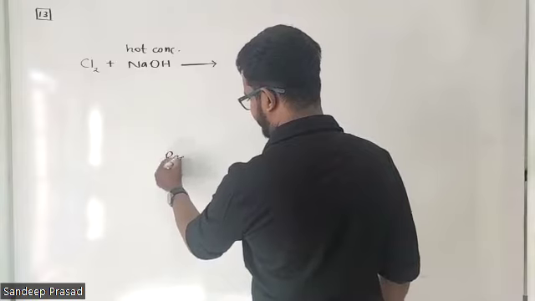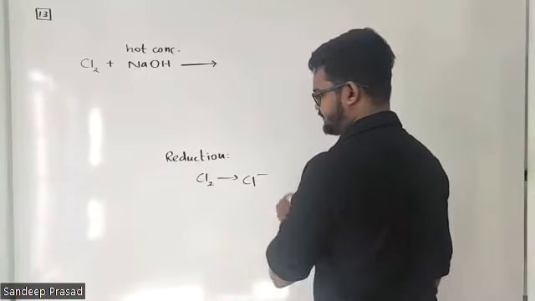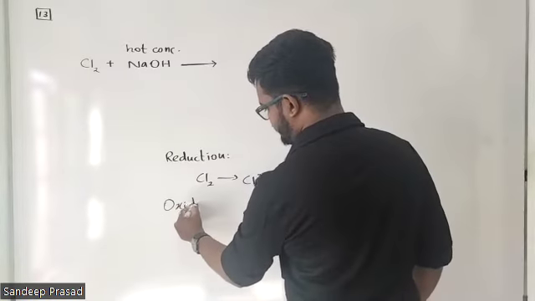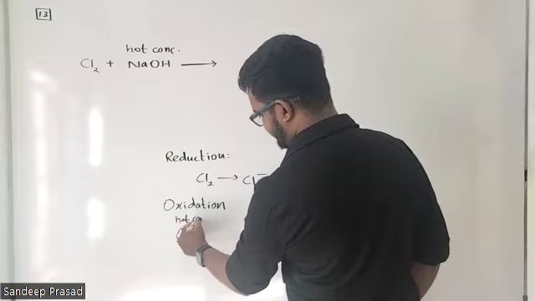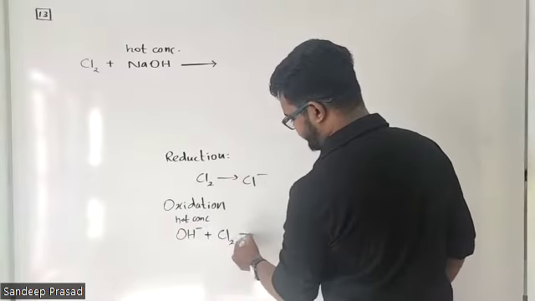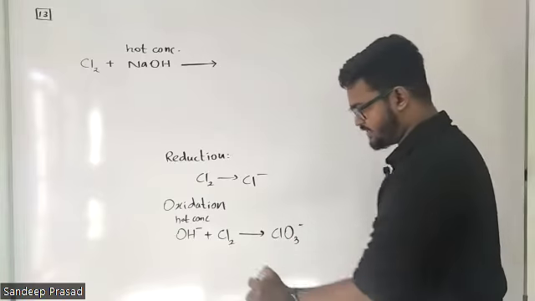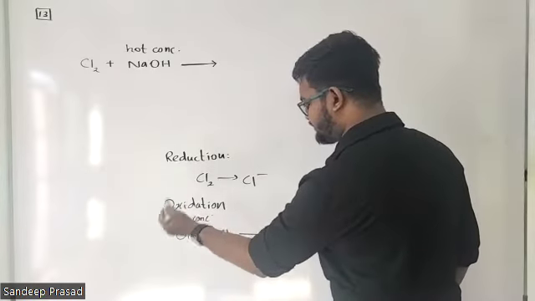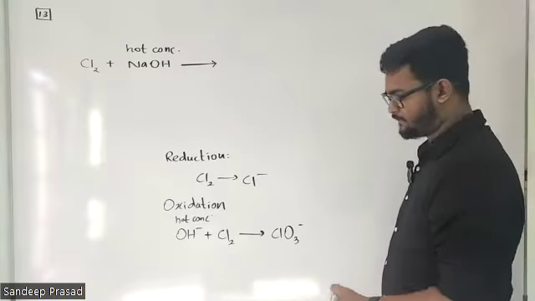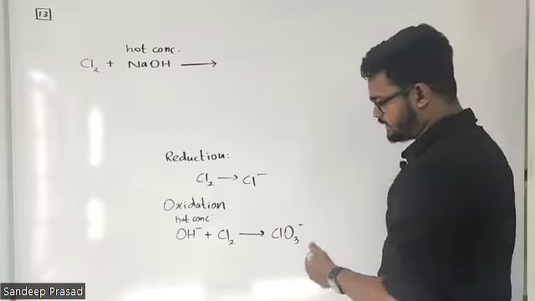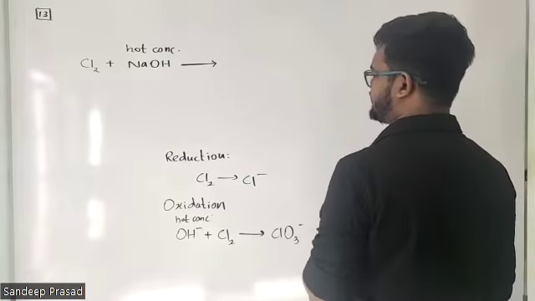So the reduction is clearly chlorine converting into Cl minus. So this is the reduction. And what is the oxidation? Under hot concentrated OH minus, chlorine is going to convert into ClO3 minus, chlorate. If it is cold dilute OH minus, a cold dilute basic medium, chlorine is going to convert into hypochlorite, ClO minus. So this is ClO3 minus. Got it? Therefore, you can write down here Cl minus and ClO3 minus as the major products.